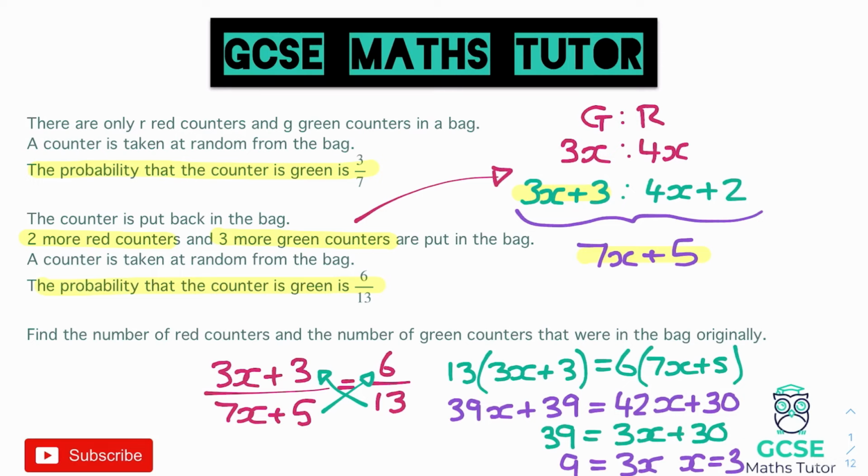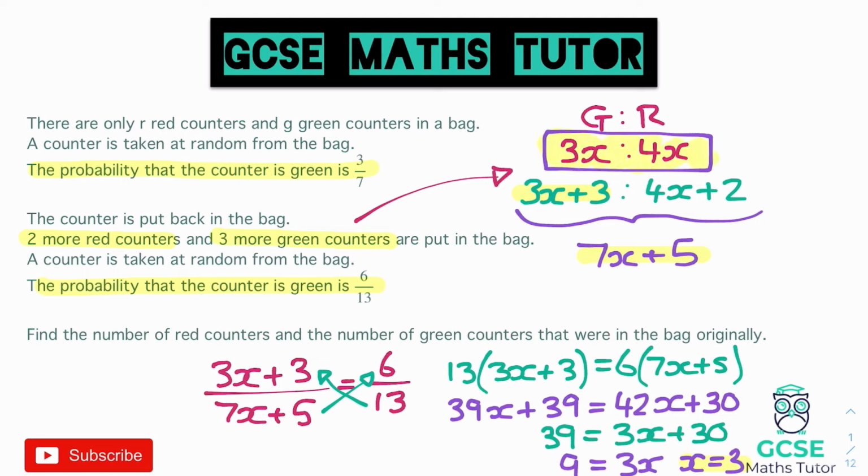Now, there we go. We've solved it. We've found out what x is. But let's not forget we need to actually answer the question here. Now, the question says, find the number of red counters and the number of green counters that were in the bag originally. Well, the information about how many counters were in there originally is in our ratio just here. We have 3x and 4x. Okay, that was our original expression that we made for the counters.